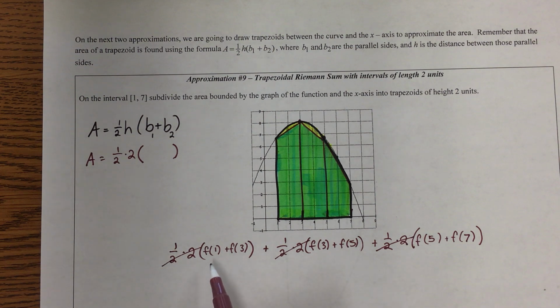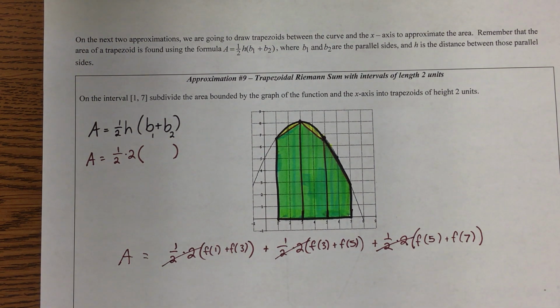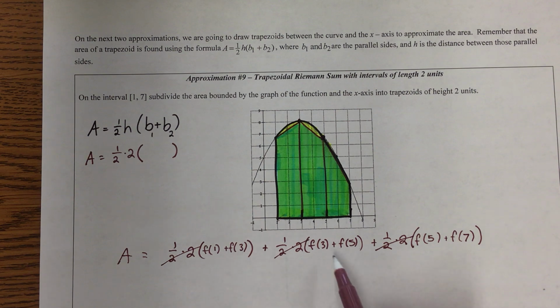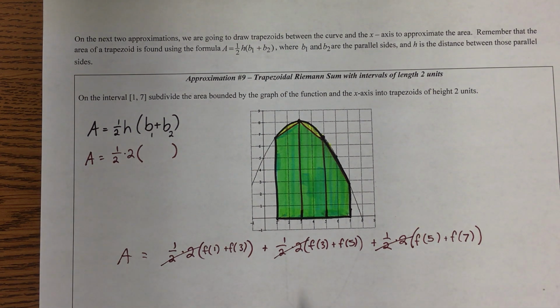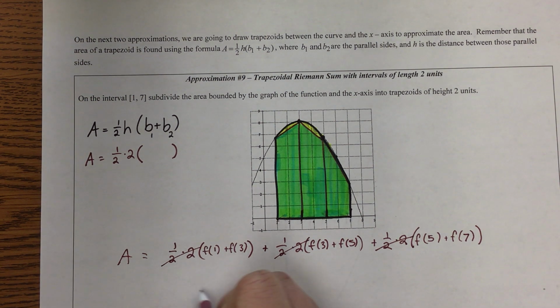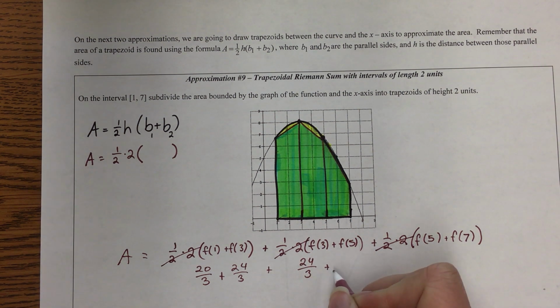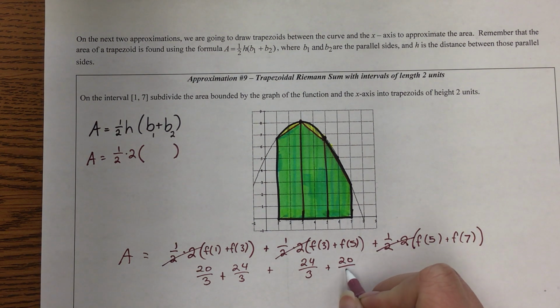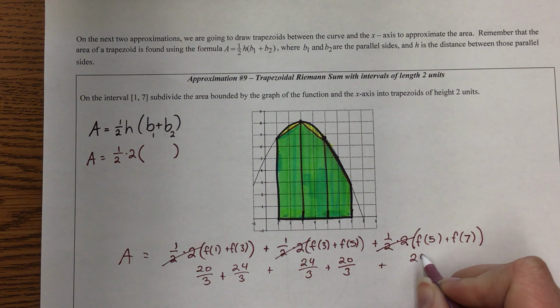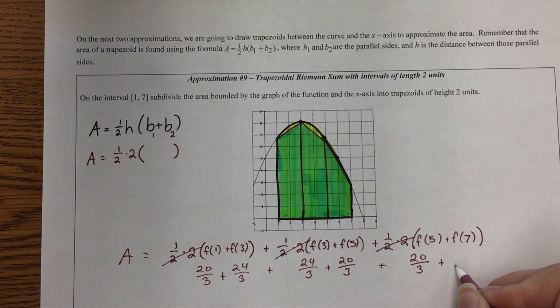Okay. So now it looks like all we're doing to find the area of everything all together is adding up all of those f of x's. So f of 1, we've already made this table. f of 1 is 6.6 repeating, so that was 20 over 3, plus f of 3 is 8, which is 24 over 3. f of 3 is 24 over 3 again. f of 5 is 20 over 3. f of 5, 20 over 3. And f of 7 is 8 over 3.